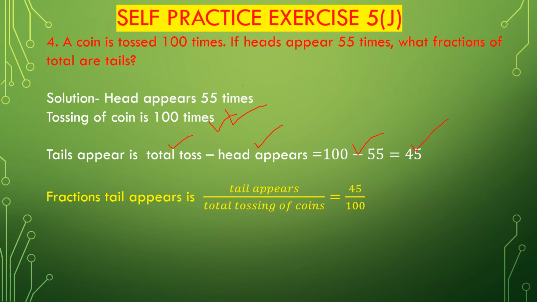Now the fraction of tails. The fraction of tails appearing is tails divided by the total tossing of coins. So tails appear 45 divided by the tossing of the coin, 100. So 45 divided by 100. So the fraction of tails appearing is 45 divided by 100.